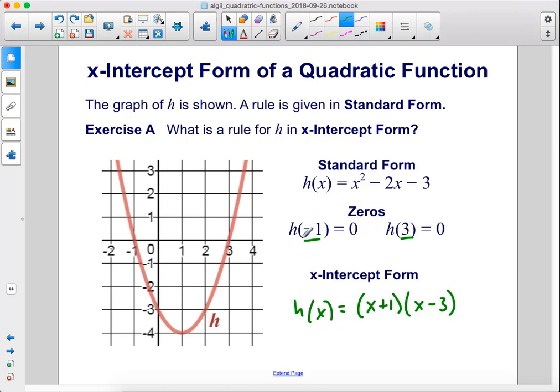So remember, you're just going to be putting negative 1 in here. Negative 1 plus 1 equals 0, or put 3 in here, we get 3 minus 3 is 0. So there we have it.